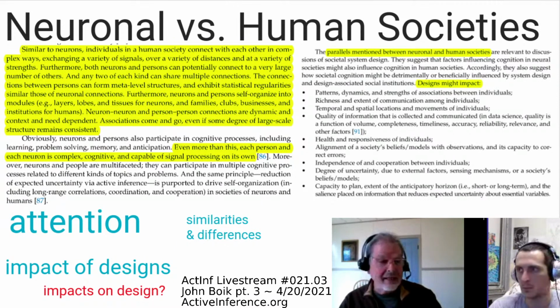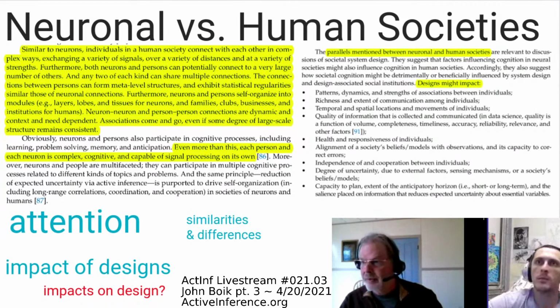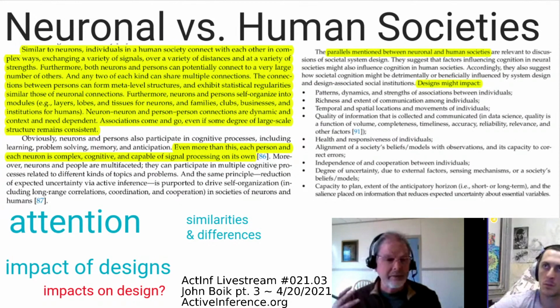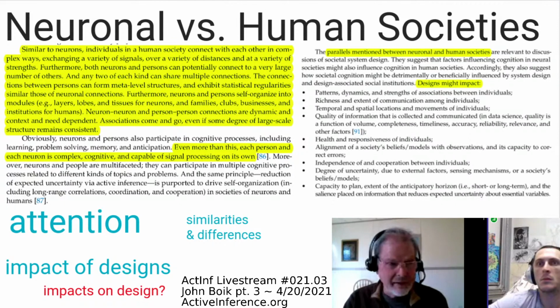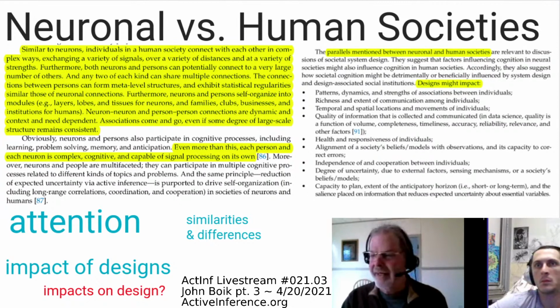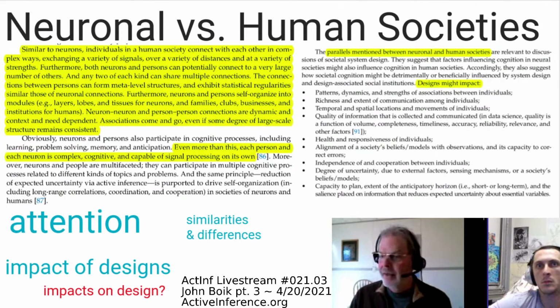Neurons and persons self-organize into modules, tissues, families, clubs, businesses, etc. And neuron-neuron and person-person connections are dynamic and context and need dependent. The neuronal architecture is quite flexible, just as human social interactions are flexible. Associations come and go, even if there remains some kind of large-scale, consistent structure. And each individual is cognitive, just as each neuron is cognitive. That's actually a new result in the science literature, the capacity of a neuron to process information in and of itself.